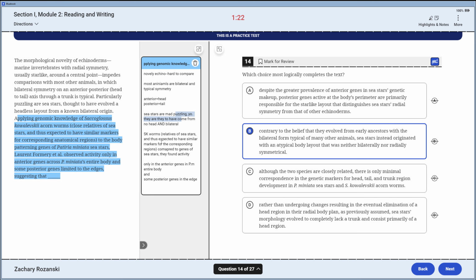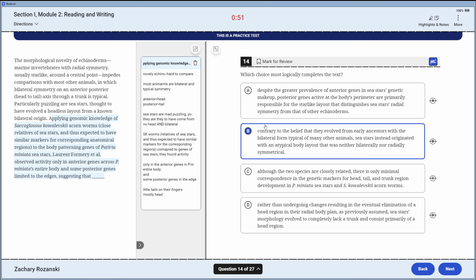Acorn worms are expected to have similar compared. They're in their anterior genes, which is like they're all over. Oh, okay. I see something, and I think the conclusion that I'm looking for is that the particularly puzzling thought to have evolved a headless layout, but then when we're mapping it onto worms, we see that they are little tails on their fingers, like their edges, and like mostly head. So they didn't evolve from headless. It's just like they became a giant head.